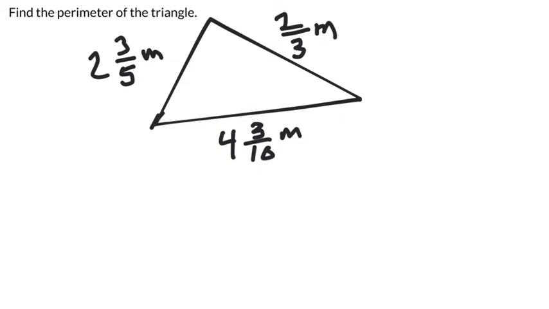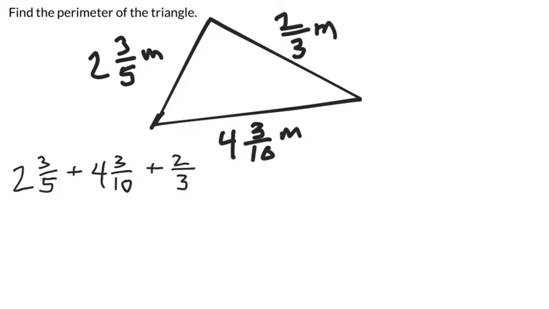So let's take all three values, and we're going to need to add these together because that's what perimeter is, just adding the values outside of the shape. And we're just looking at a triangle here, so three different measurements on this one. We got 2 3/5, and we have 4 3/10, and also 2/3. And yes, we're just adding these together.